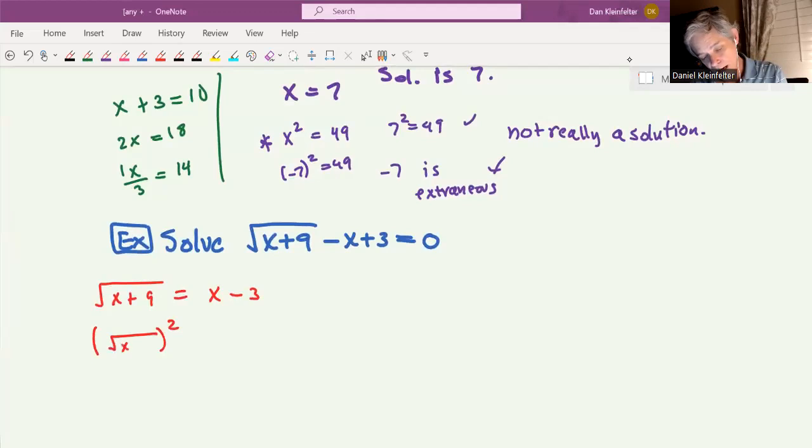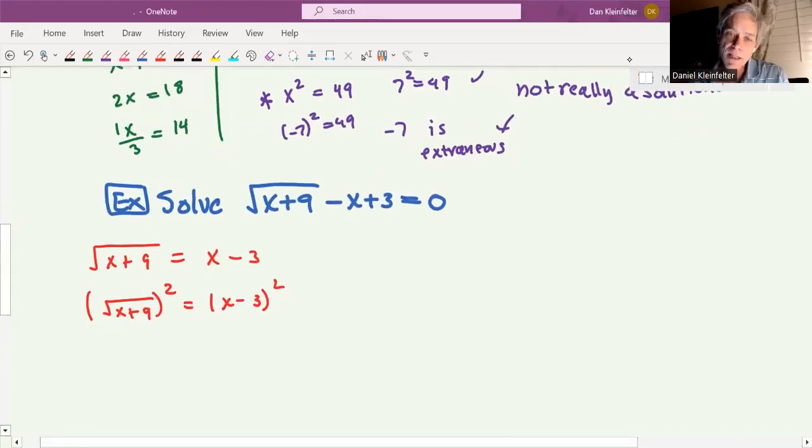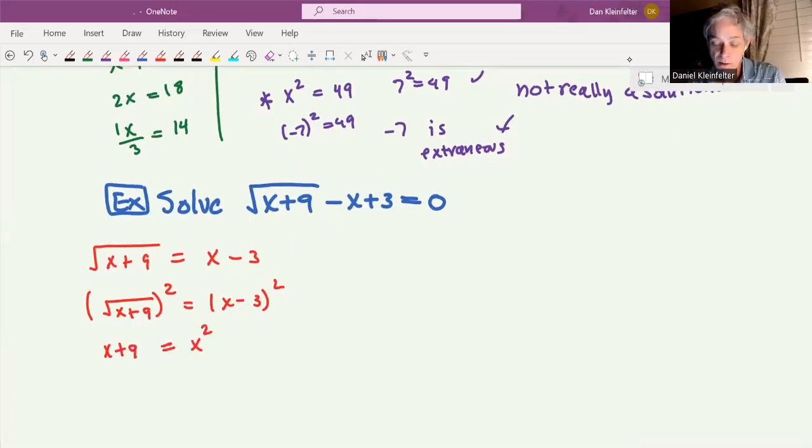So we'll have the square root of x plus 9 squared, and that's equal to x minus 3 squared. The square root of x plus 9 squared will just give us x plus 9. On the right side, I'll be more careful this time. We'll have x squared minus 6x plus 9.